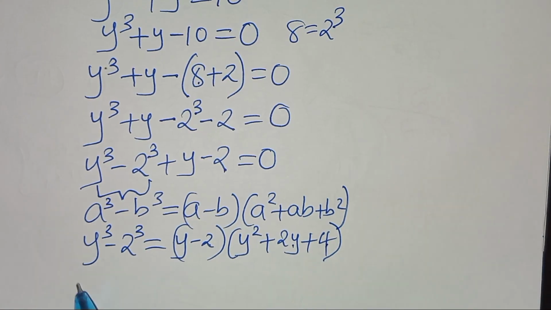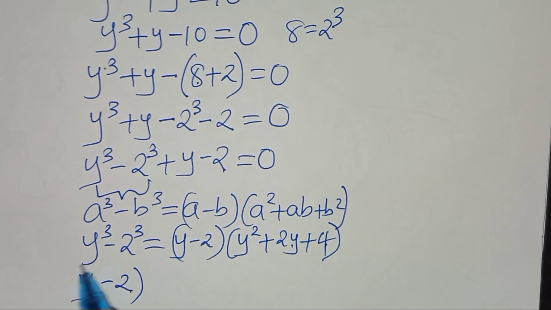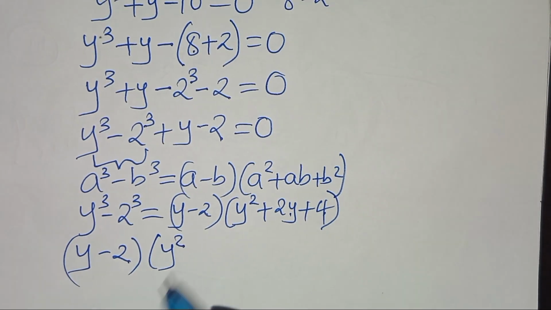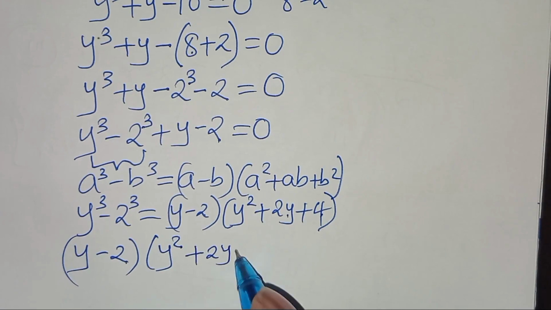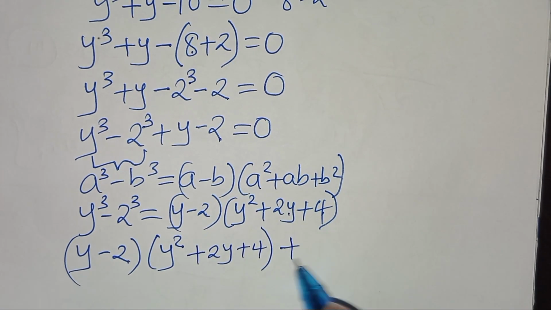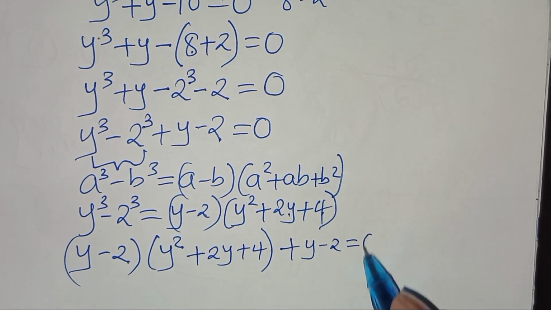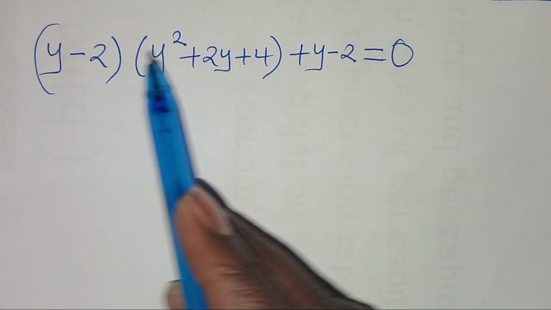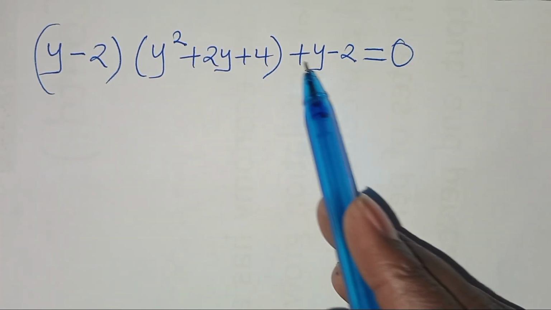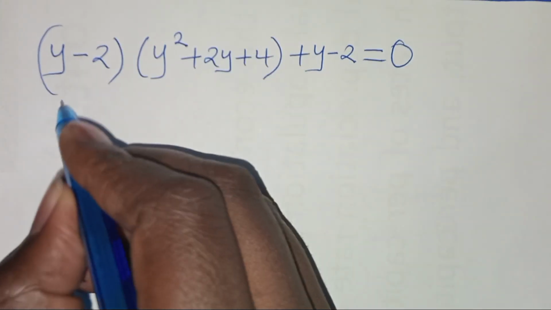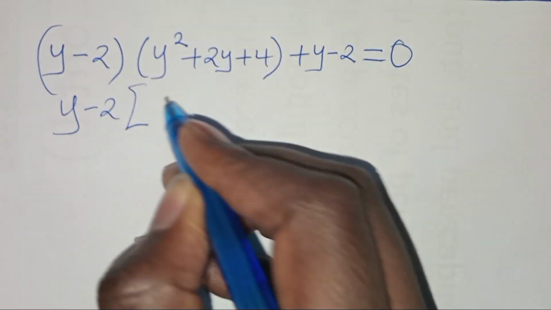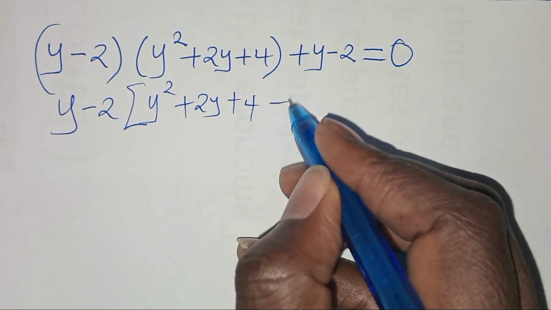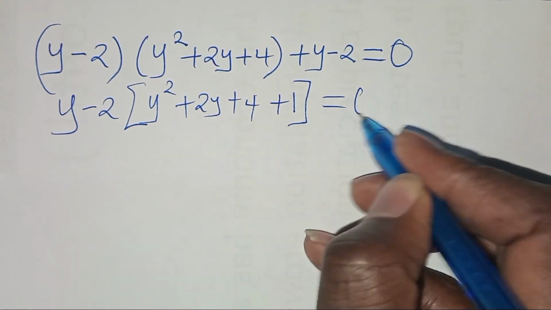So let's substitute this. We'll have y minus 2, y squared plus 2y plus 4, plus y minus 2, equal to 0. Now, as you can see, y minus 2 is common. We factor out y minus 2. So we'll have y squared plus 2y plus 4, plus 1, equal to 0.